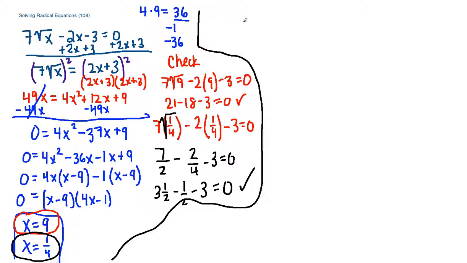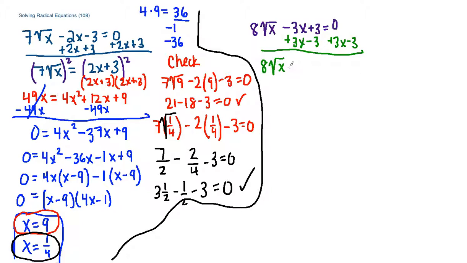Let's do 8 times the square root of x minus 3x plus 3 equals 0. All right, so this one, and I encourage you to pause the video if you want to try it on your own. Otherwise, you can just go along with me and see what the answer is. But I'm going to do the same thing and move this term by adding it and move that term by subtracting it from both sides of the equation. And so then I have 8 radical x equals 3x minus 3.